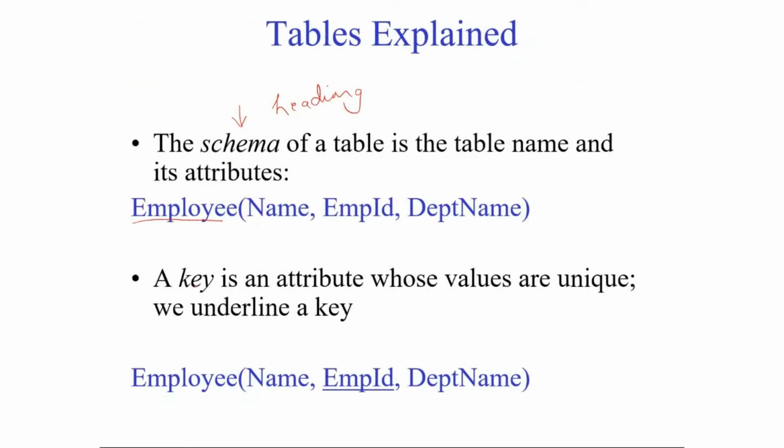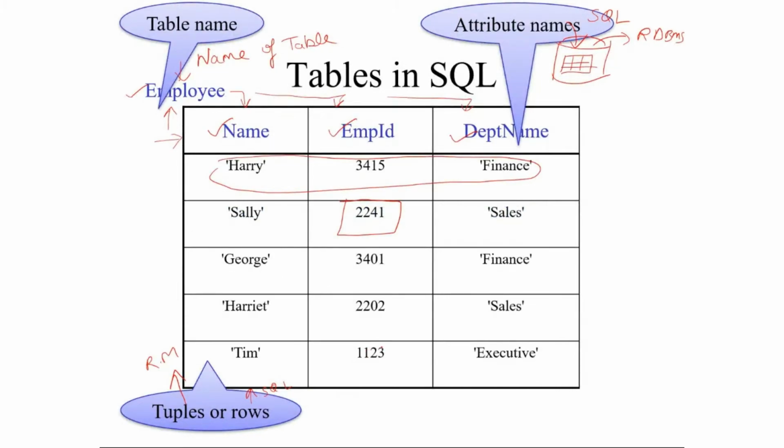Then one important thing you need to understand, which is a key. So a key is an attribute whose values are unique in all the rows. And in a schema, we underline the key. So whenever you see the underline, you will exactly think of a key. When I say key, it means unique values, and it is actually underlined in the schema. And in a table, how can you identify?